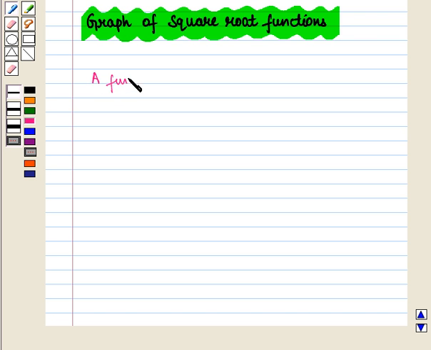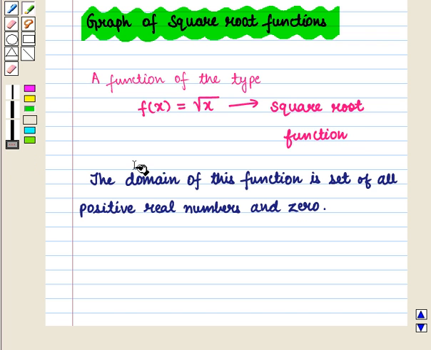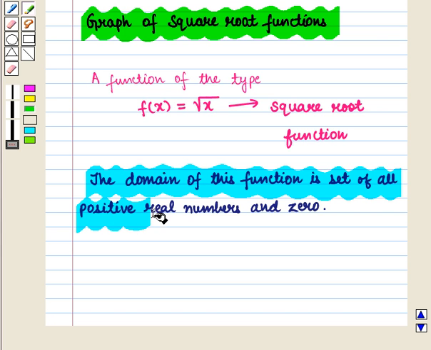A function of the type f of x is equal to square root of x is called a square root function. The domain of this function is the set of all positive real numbers and 0, because the square root of a negative number is not a real number.